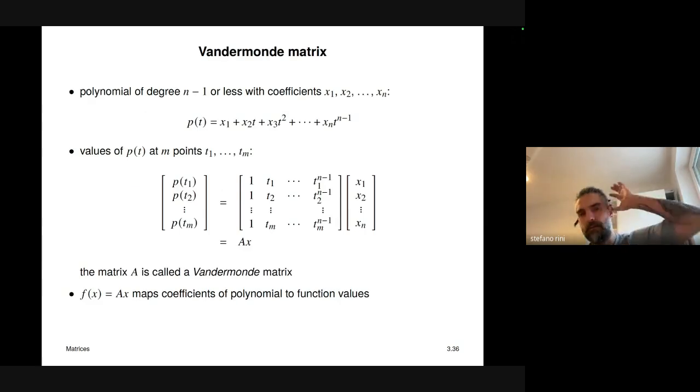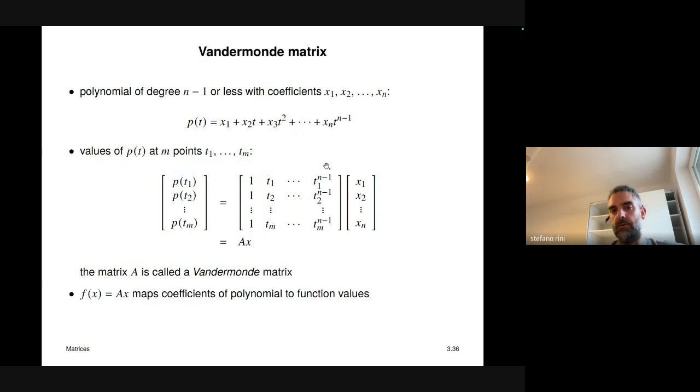Okay, now we see a Vandermonde matrix. Let's say that we have a polynomial of degree n minus 1, with coefficients x. If we want to evaluate P of t for a certain set of points t1 to tm, you construct this matrix: 1, t1 all the way to t1 to the power of n, 1, t2 all the way to t2 to the n, and then you multiply it by x. Then the polynomial evaluated at the points is equal to A times x, okay?